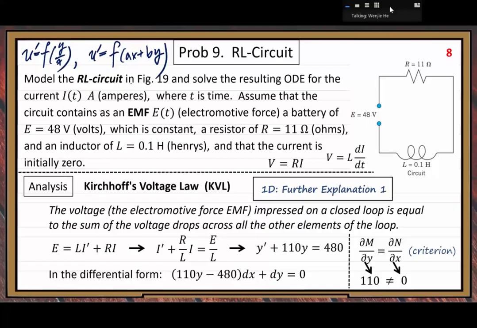But I'd like to put it in further explanation 1, the details, so I can save some time, about 10 minutes of lecture time. Okay, all right. So next, I want to move to the extended exact ODEs, the method development. All right.